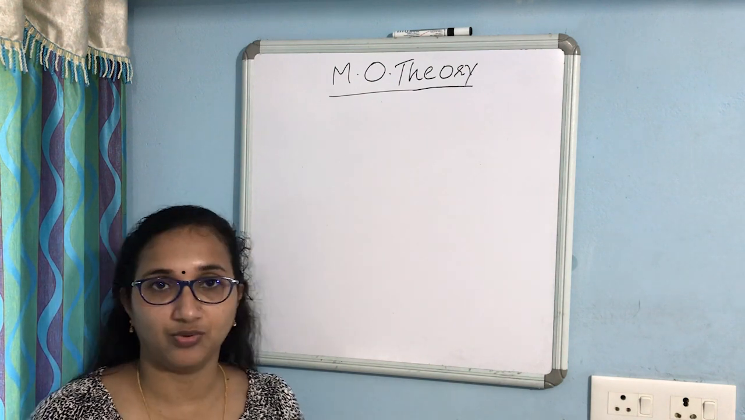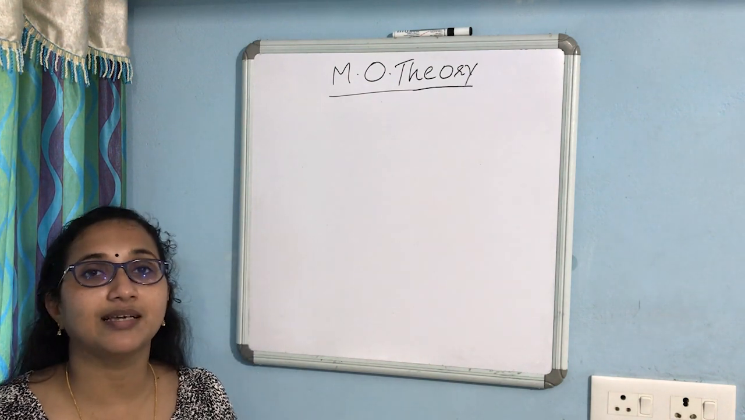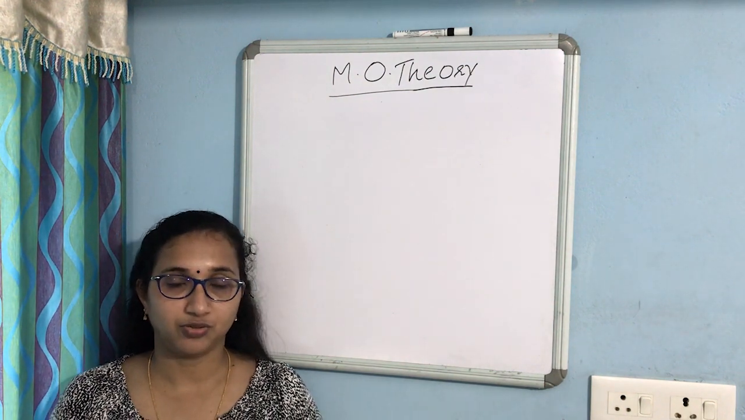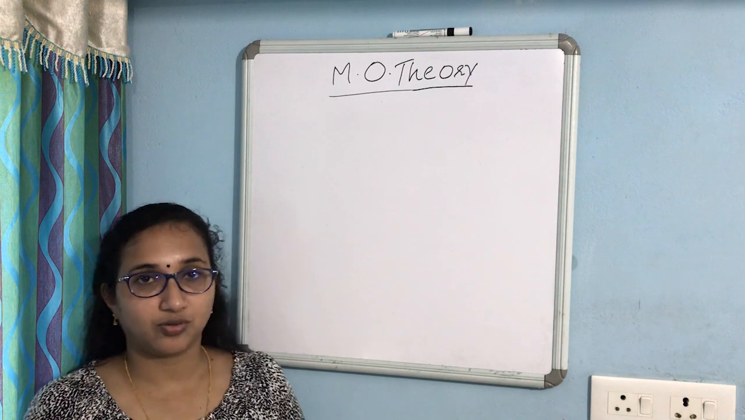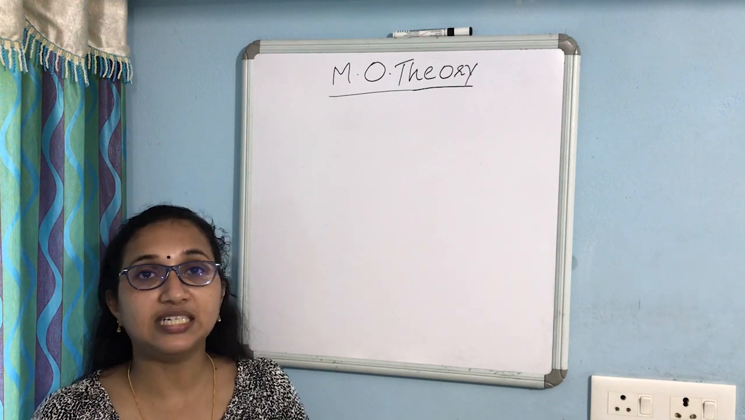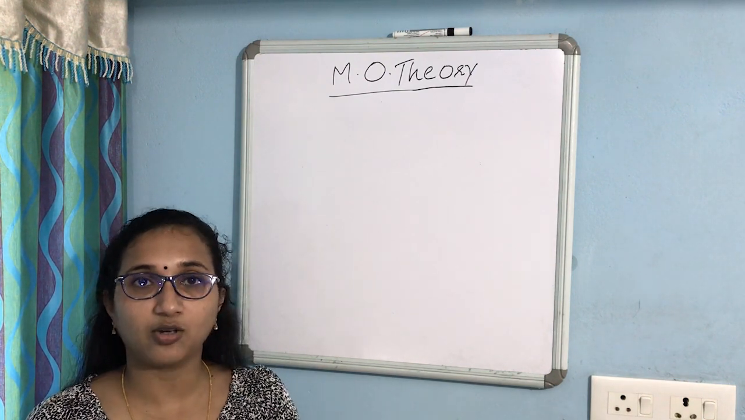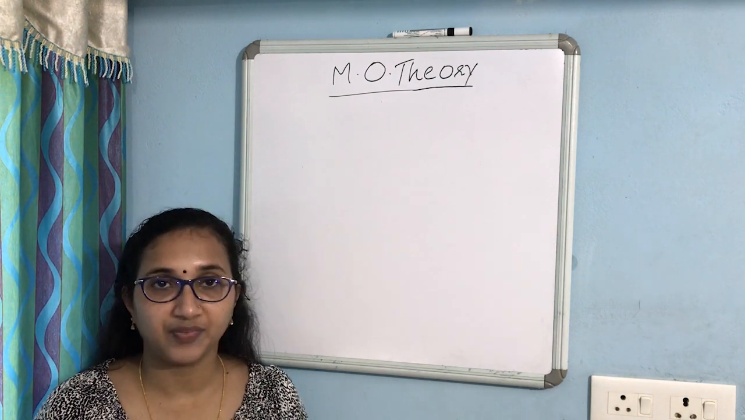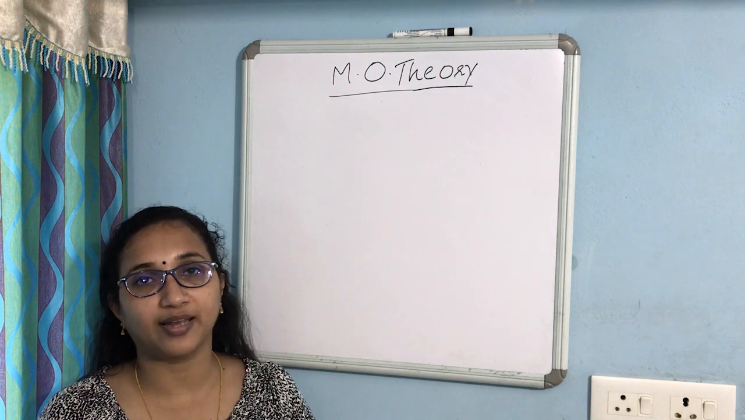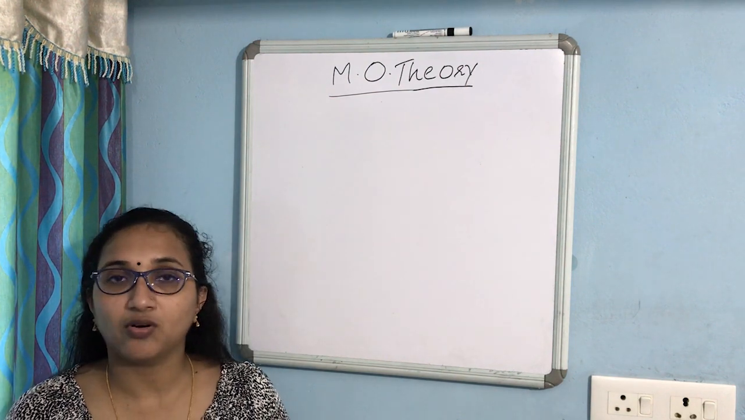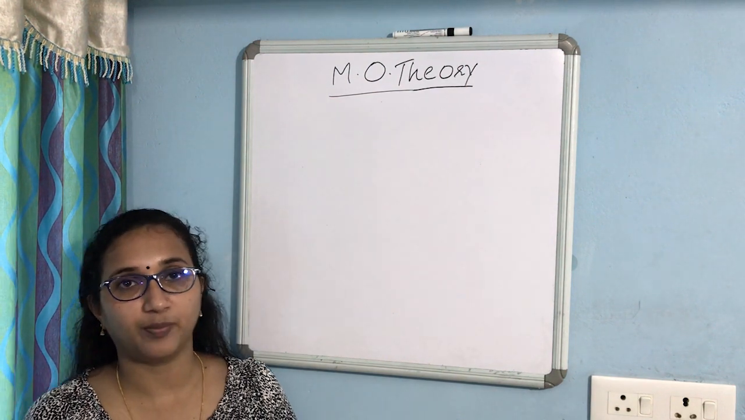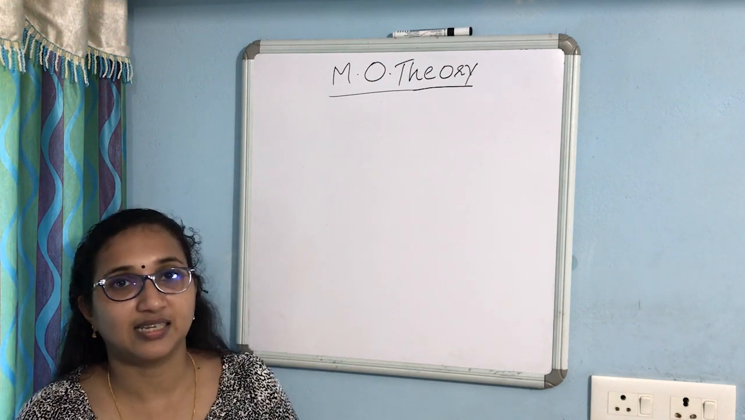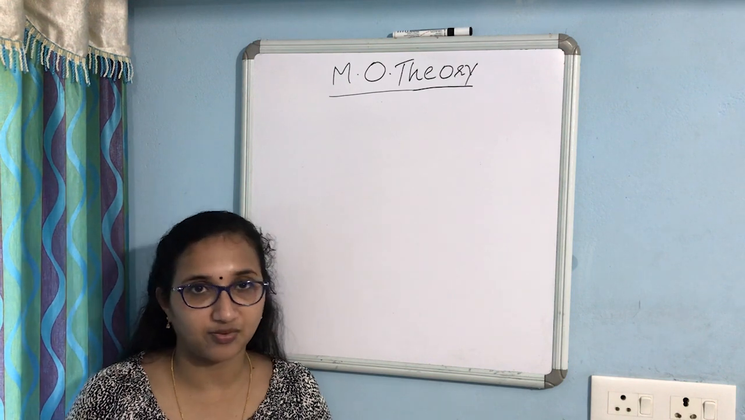And also Hund's rule. Pairing of electrons will not take place as long as there is a vacant orbital of the same energy. So when we have two degenerate energy levels or degenerate orbitals, electrons are first singly occupied in them, and only after singly occupying do they go for pairing. So all these rules of electron filling are obeyed by molecular orbitals also. Now let's see how different molecular orbitals are formed.